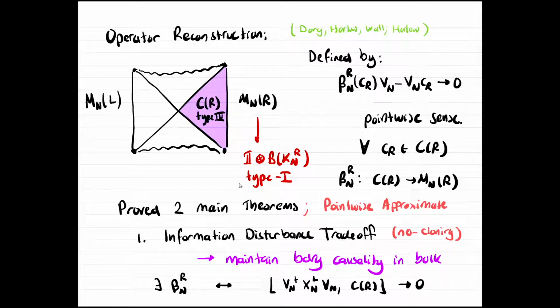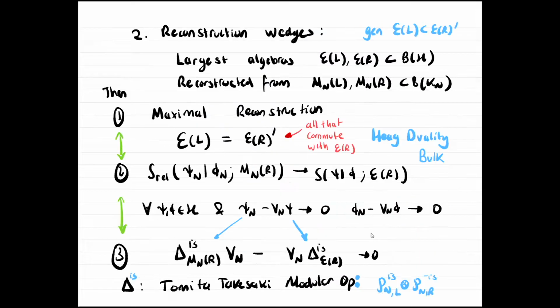And in this context, we proved two main theorems, which basically tell you that you have some notion of quantum error correcting code. The first one was this information-disturbance trade-off, which is some version of no cloning. And informally it just says that the bulk theory is maintaining boundary causality. Let me not say any more.